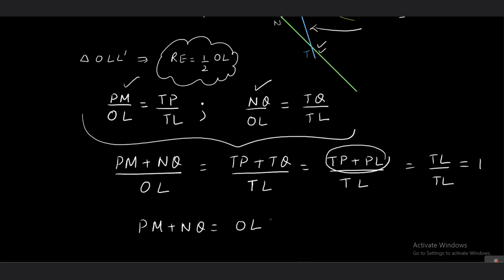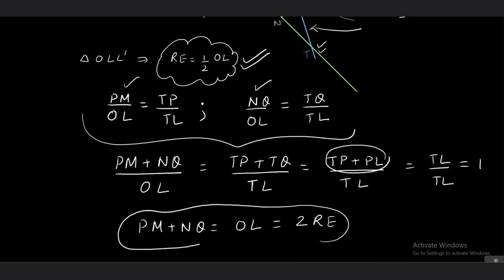And what is OL? OL is nothing but, see, from this figure I can write it is twice of RE. Correct? We can write it as twice of RE. So the relation between PM, NQ and RE has been generated with the help of properties of similar triangle and two very important results of the hyperbola. Right? So हमने results of hyperbola को use किया.